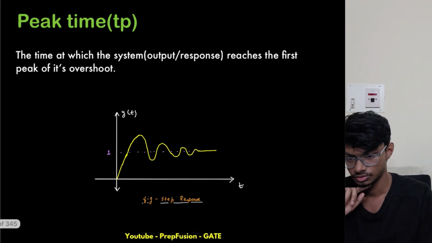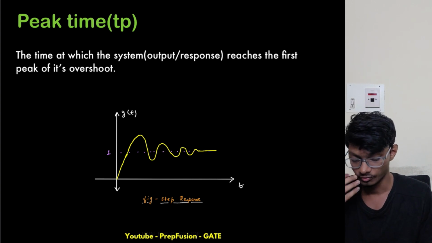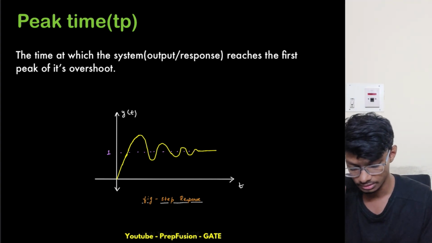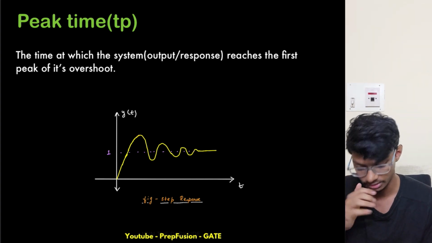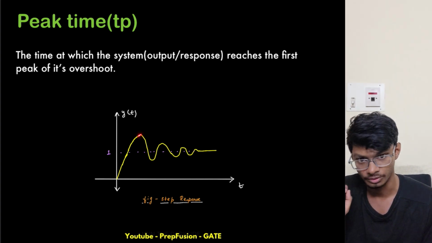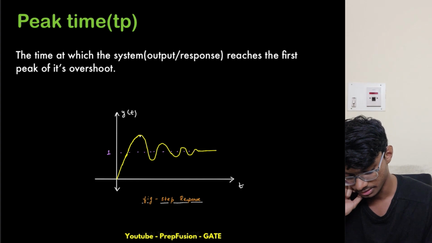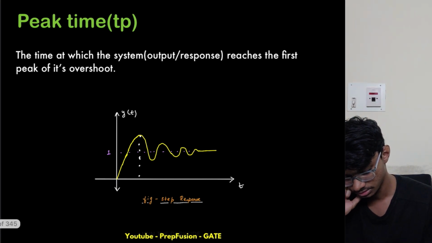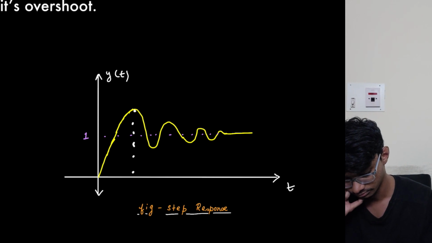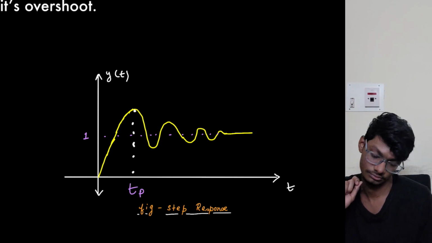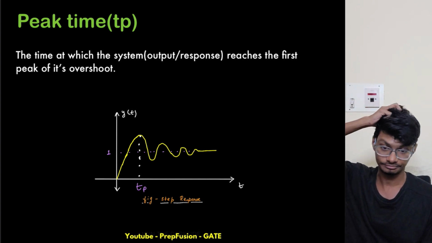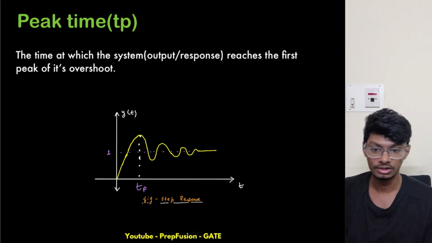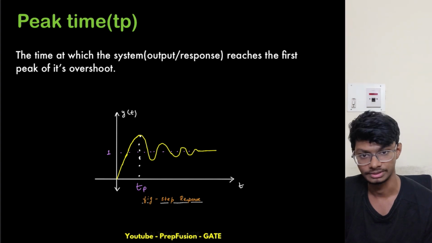Now, what is peak time? Basically, peak time is in the graph. Can you tell me what is the peak time? Peak time is at this point. It is reaching its first peak at this point. So this is the peak time, denoted as TP. Now how will you find this peak time?